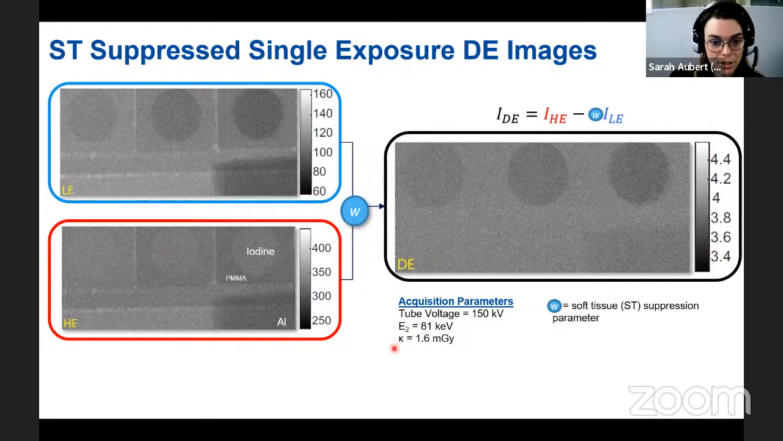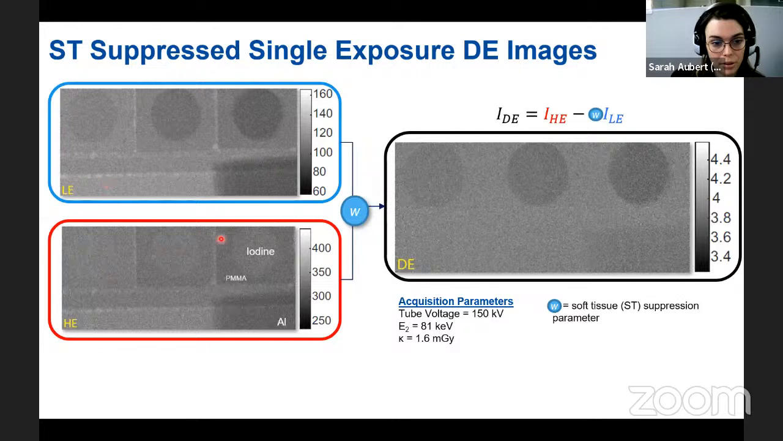So these images were acquired using optimal parameters, so a tube voltage of 150 and an energy threshold separating the low and high energy image of 81. So here in our low energy image, we have all photons below 81 keV, and in our high energy image, we have all photons between 81 and 150. We can see that we have our 3 regions of varying iodine, our 3 amounts of PMMA, so 2, 4, and 6 centimeters thick, as well as our region of aluminum to represent bone in the bottom corner.